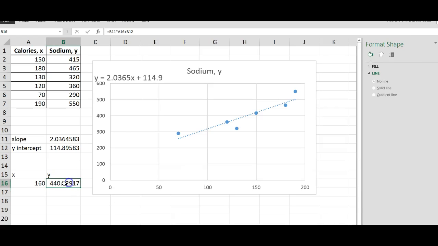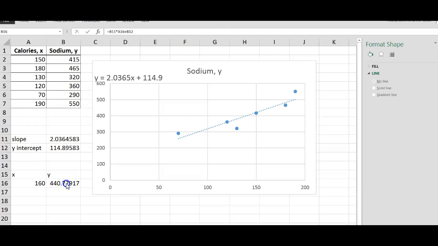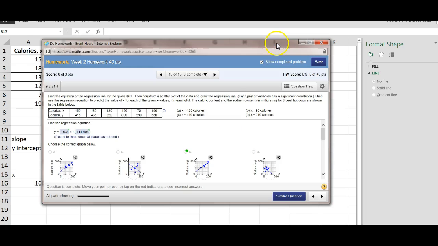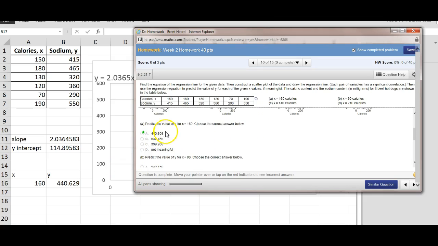Let's go in and change our little equation here. Hang on just a second. I've got to type the numbers in. I'm going to pull it over to another screen and type these numbers in like they used. Instead of clicking on A16 or B11, I'm going to use 2.036 to three decimal places, because that's what happens when you get answers that are a little different. And for the y-intercept, I'm going to use 114.896. Let's see what we get now. We nailed it. 440.629. Well, we didn't nail it.